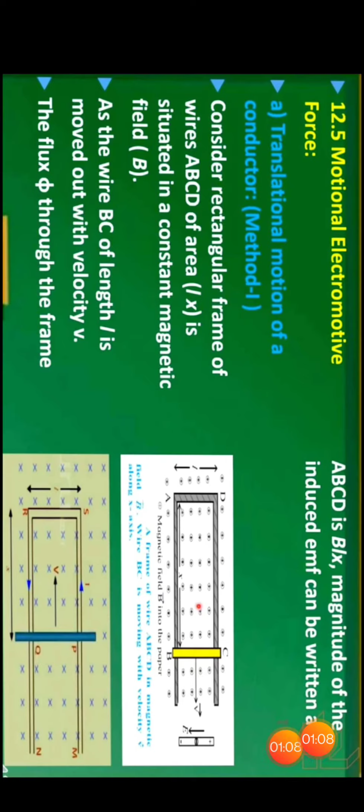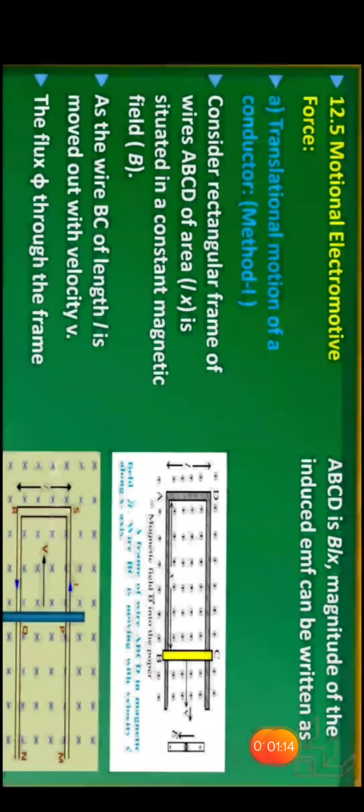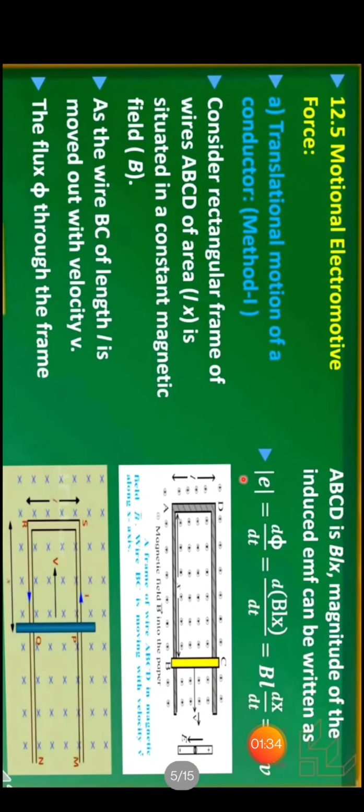The magnitude of the induced EMF can be written as follows. The flux phi is equal to BA, which is equal to BLx. Now the flux through the loop is increasing with time. From the flux rule, mod of E is equal to d phi by dt. Now we can put the phi value. It is equal to d of (BLx) upon dt.